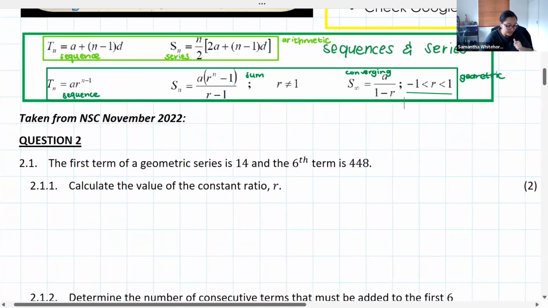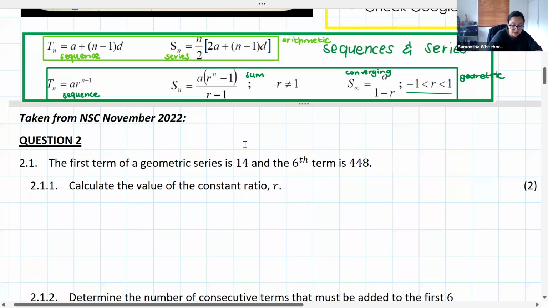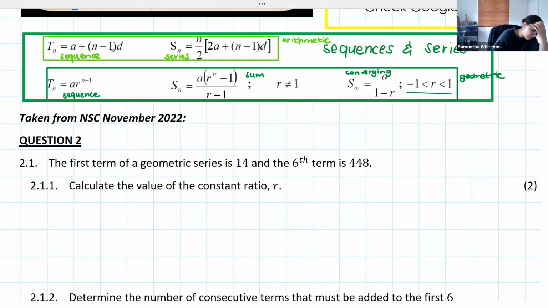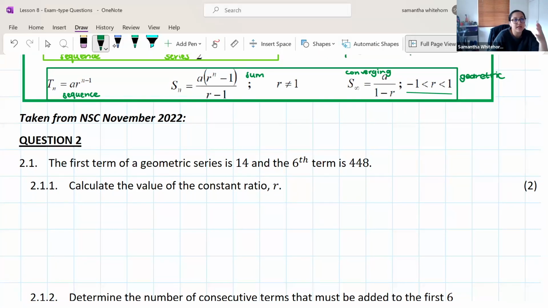So the first question says, the first term of a geometric series is 14 and the sixth term is 448. Now, guys, what I like to do is write this in notation for myself, just because it allows me to see, if I need to substitute something into a formula, which variables do I have?